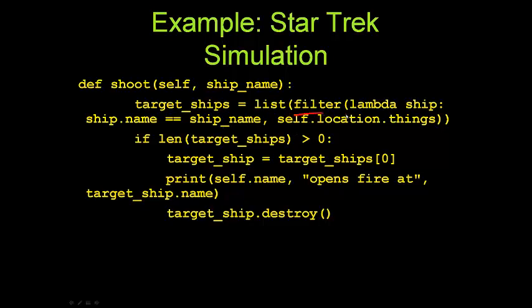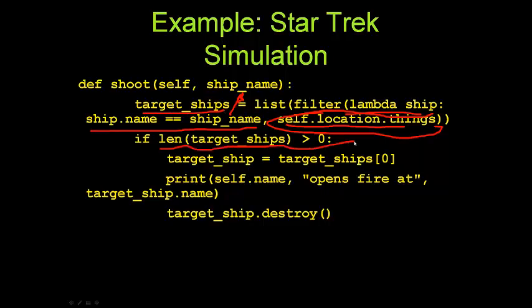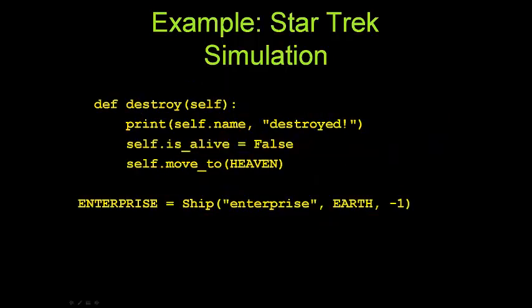So what is this? You filter with a lambda: ship name is the ship name. Self.location.things, so you look for all the things in the current location. You filter out all of them for which the lambda ship name is equal to this input. These are the target ships. If this has length more than 0, that means there's at least one ship, then you take the first one and you fire at it. Once you fire, the ship is destroyed. Let's see how the ship is destroyed. When you destroy a ship, you print that it is destroyed, set alive to be false, and you move it to heaven.